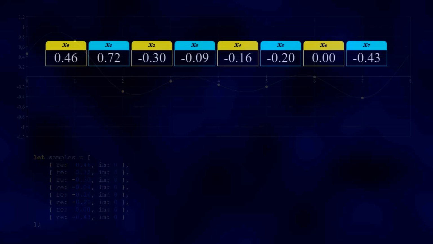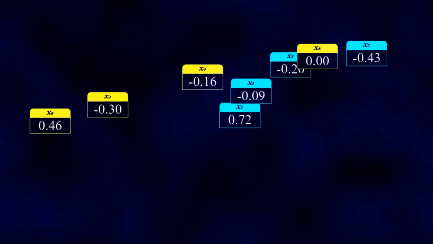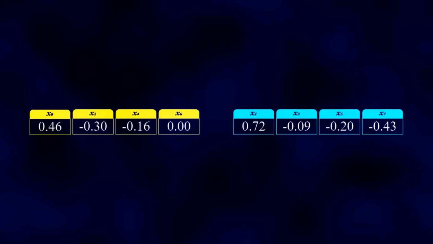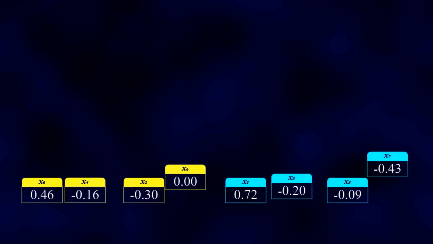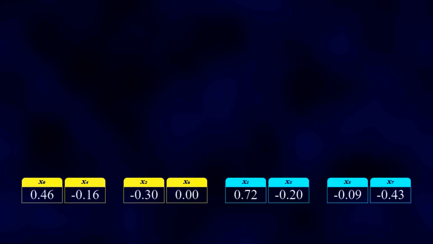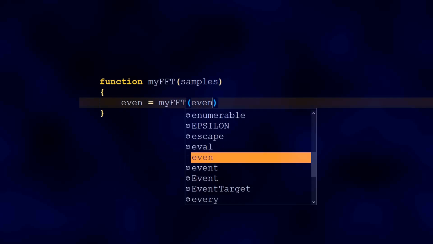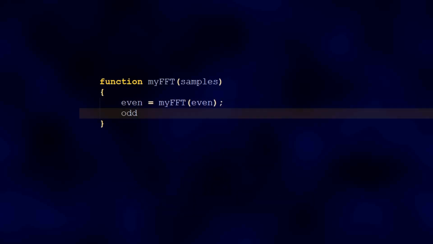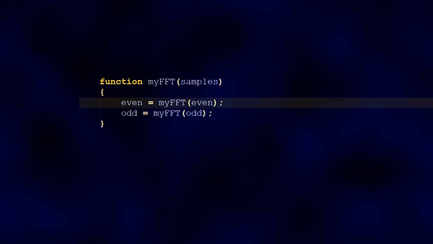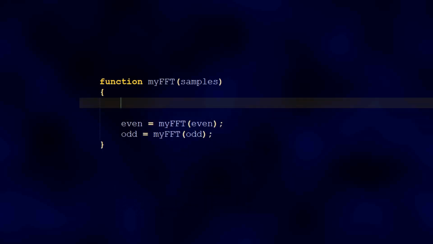Our first task is to repeatedly split the signal into even and odd samples. To do this, we'll write a function that calls itself recursively to perform the splitting. Each time it runs, it will divide the input array into two new arrays, one for the even index samples and one for the odd ones. We'll start by defining these two arrays and then call the function on each of them.